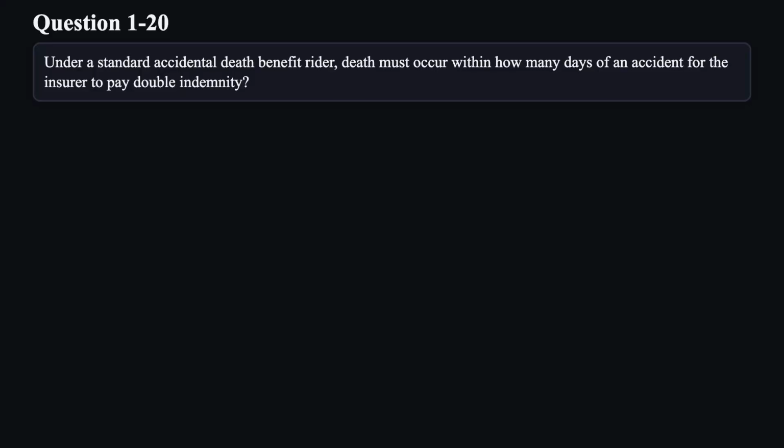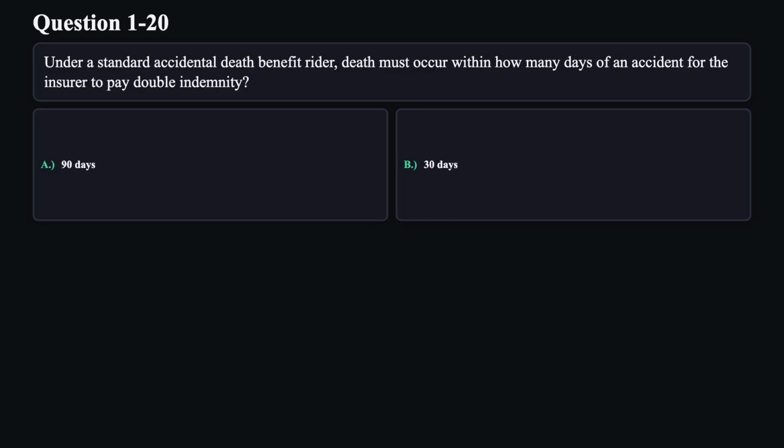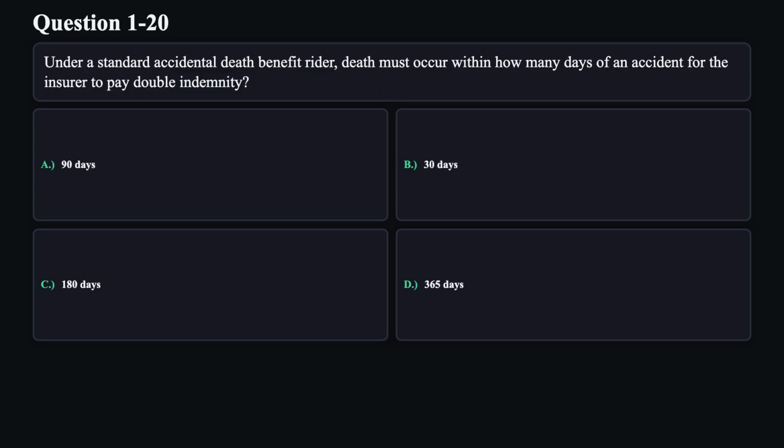Question 20. Under a standard accidental death benefit rider, death must occur within how many days of an accident for the insurer to pay double indemnity? A. 90 days. B. 30 days. C. 180 days. D. 365 days.